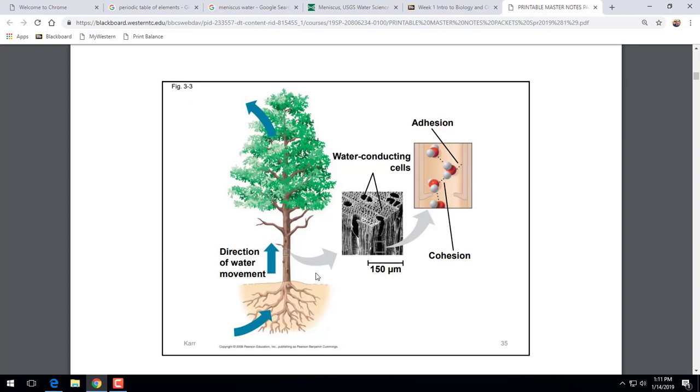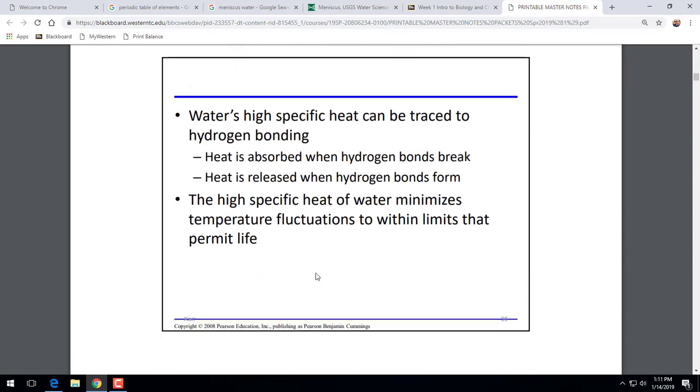So we have adhesion, cohesion, very important because the water comes from the soil, but it's needed in the leaves because water is an important part of photosynthesis. So you don't water your leaves, right? You water the soil in the summertime to get the water to the roots.